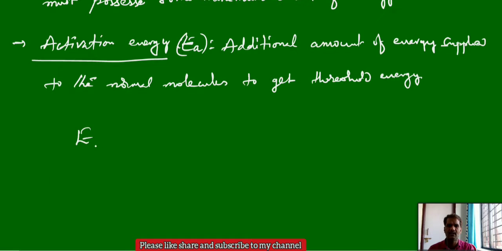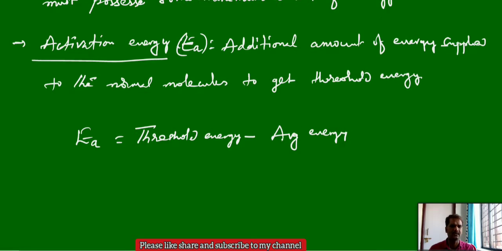Your activation energy Ea is equal to the threshold energy of the molecule minus the average energy of the molecules, or the energy of the normal molecules. Each molecule contains some internal energy or enthalpy, which we discussed at the time of thermodynamics. That is called average energy. Each molecule possesses some kinetic energy or potential energy, and the sum of all energies is the average energy of a normal molecule.